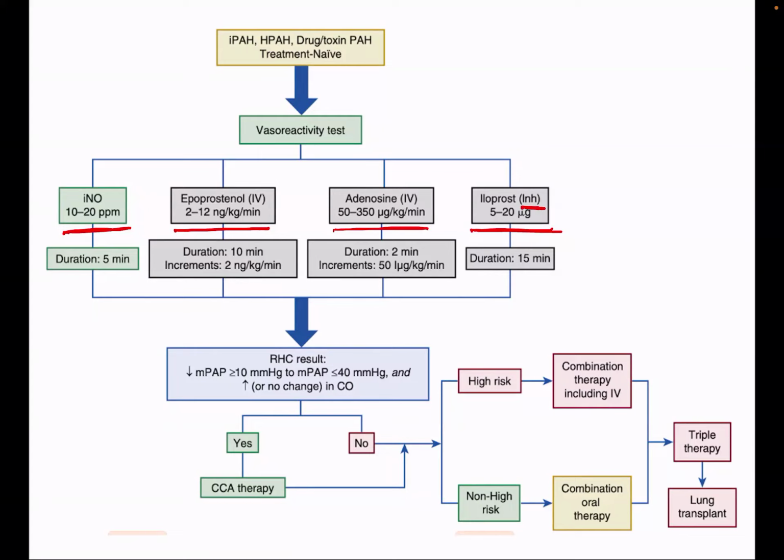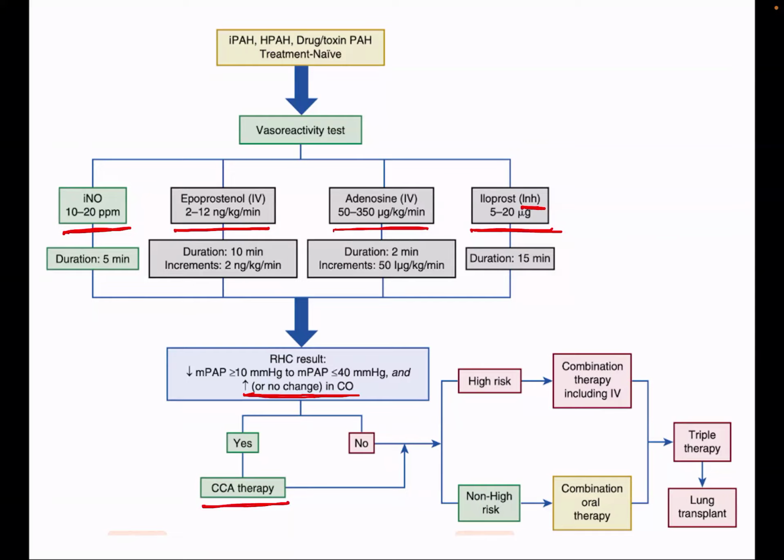So what is the criteria for reversibility? If there is a reduction in the mean pulmonary arterial pressure of more than 10 millimeter of mercury to an absolute value of mean pulmonary arterial pressure of less than or equal to 40 millimeter of mercury without a change in cardiac output. This is important. If blood pressure falls, automatically the pulmonary artery pressure goes down. So that will not satisfy the criteria. We need to see that the cardiac output remains unchanged. If we are getting this, then we start the therapy with a calcium channel antagonist.